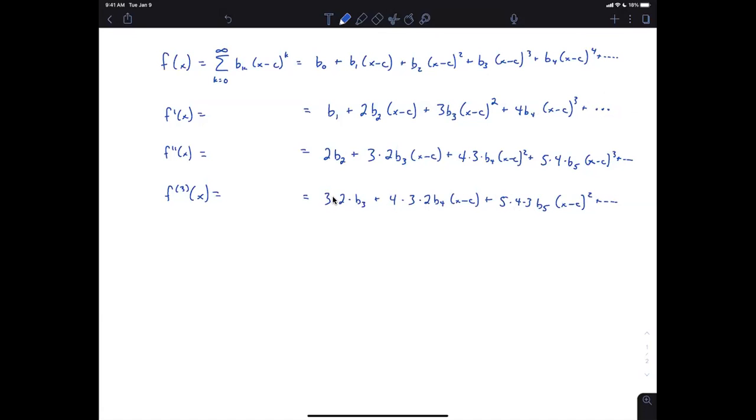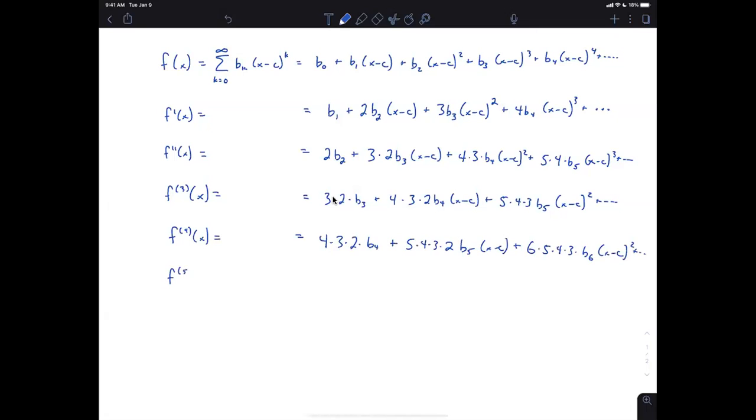So I'm going to go ahead and do one more. So the fourth derivative, and maybe 2 more. Fourth derivative, if we go quickly, is 4 times 3 times 2 times b4 plus 5 times 4 times 3 times 2 b5 times (x minus c) to the first. And then if we think about it, it's going to be 6 times 5 times 4 times 3 times b6 (x minus c) squared if we had gone that far above. And then we'll do one more.